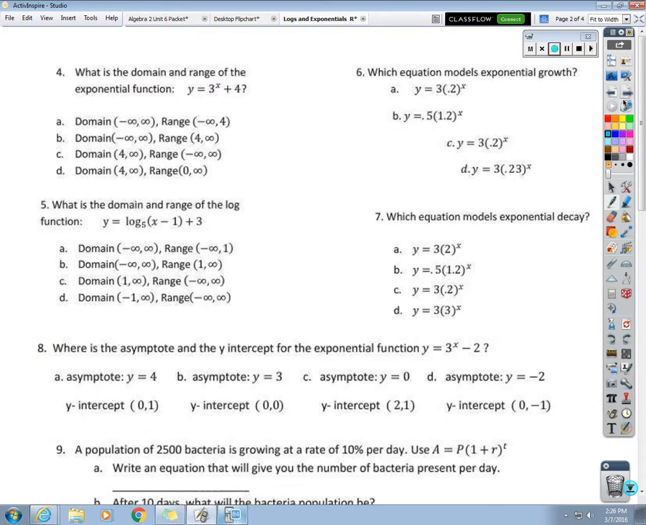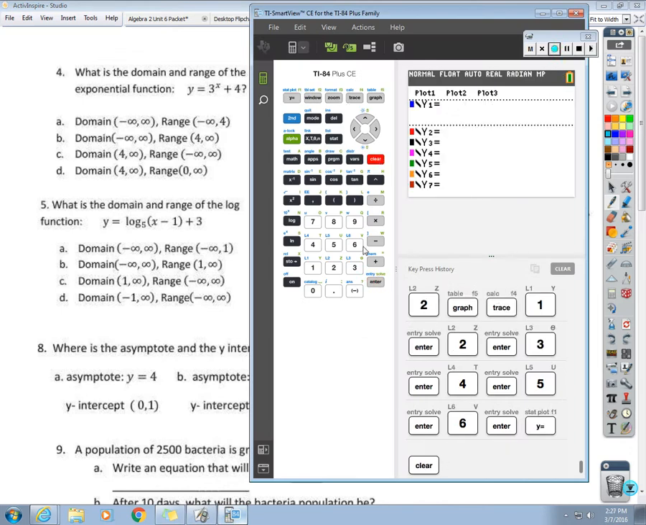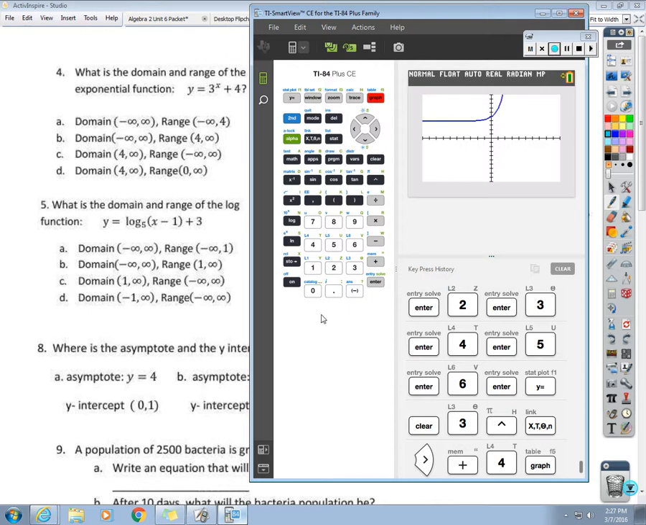Okay, next page. What is the domain and range of this exponential function? Okay, well let's graph it and look at a picture of it. Y equals 3 raised to the x power plus 4. Okay, what's the domain? It's an exponential function, so before we even graphed it, you should know the domain is what? Negative infinity to positive infinity.